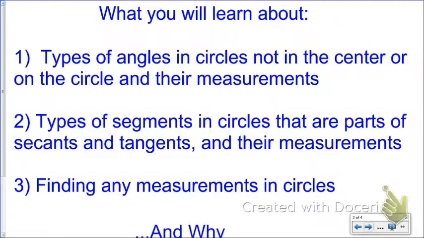Okay, what you'll learn about in this lesson: different types of angles that are in circles and not in the center of the circle, and how you can come up with their measurements. Types of segments in circles. These segments can be parts of secants or parts of tangents, and again there will be formulas to figure out their measurements. We'll also find any other measurements that have to do with circles. Again, they mostly have to do with segments and angles. And we'll see why it is the way it is.